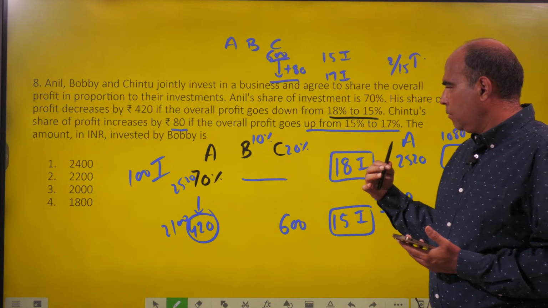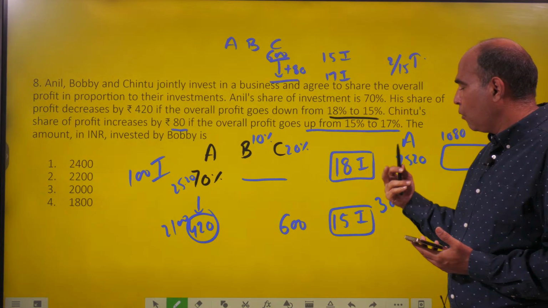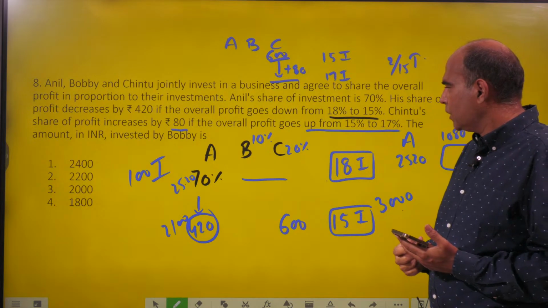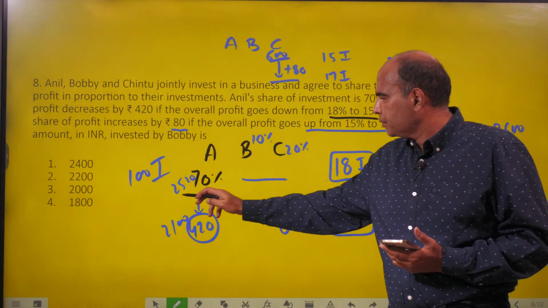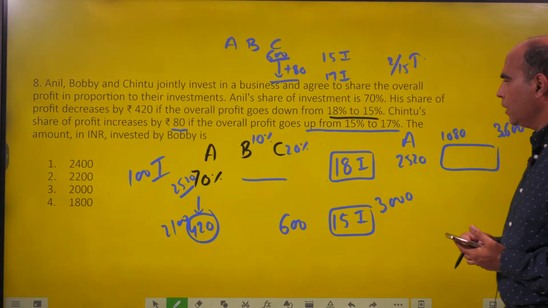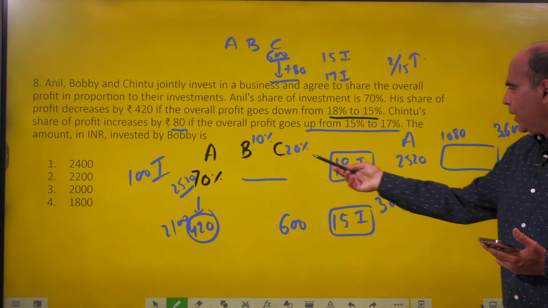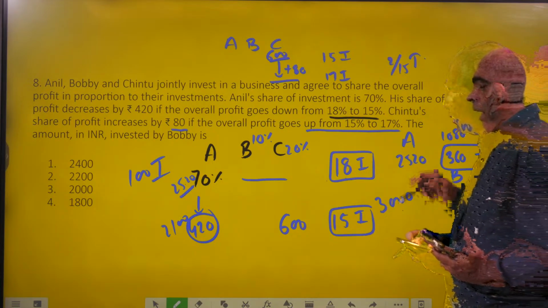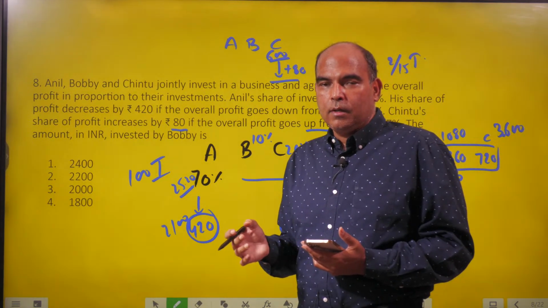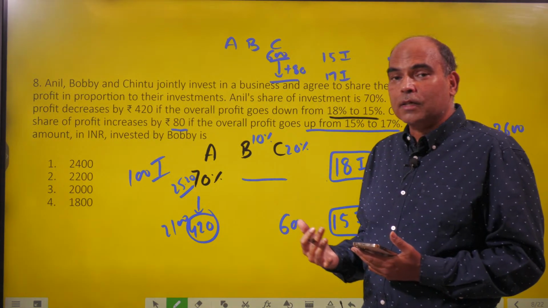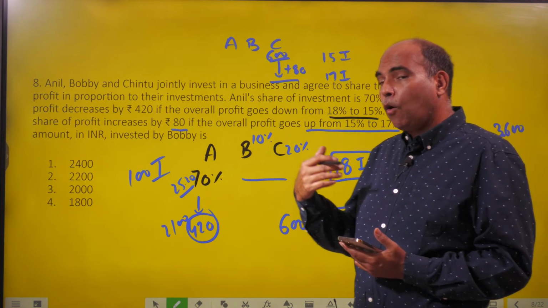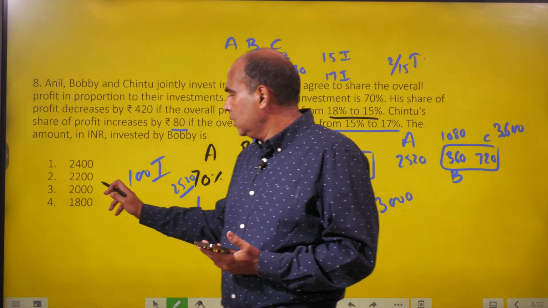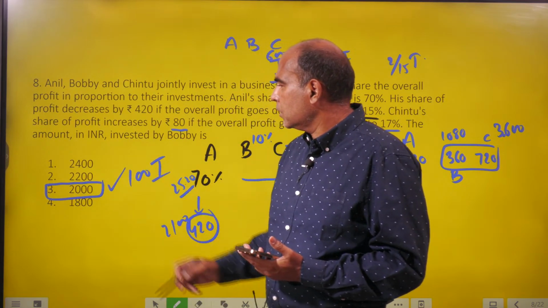So now what is the amount invested by Bobby? How will that come? For that you have to understand that 2520 is Anil's profit share here, 720 is the profit of Chintu, and 360 is the profit of Bobby, when the profit ratio is 18%. So at 18% profit, Bobby's profit is 360. So for what number is 18% equal to 360? The number is 2000. That would be the answer.